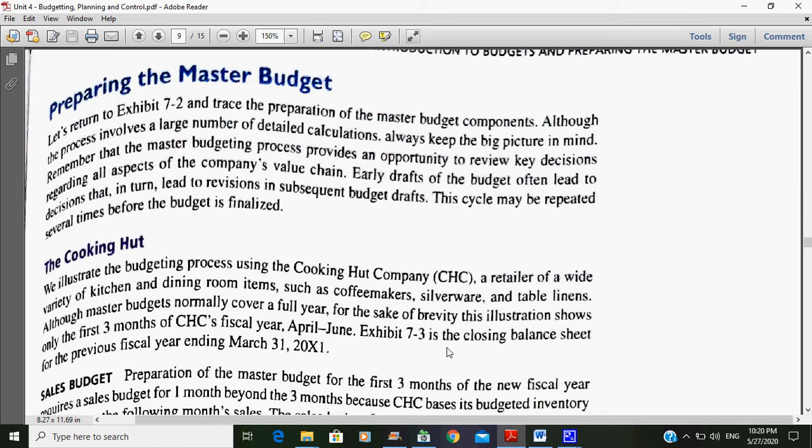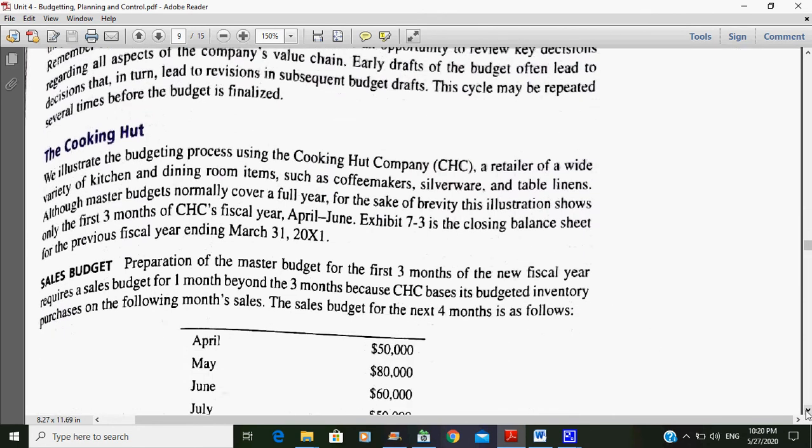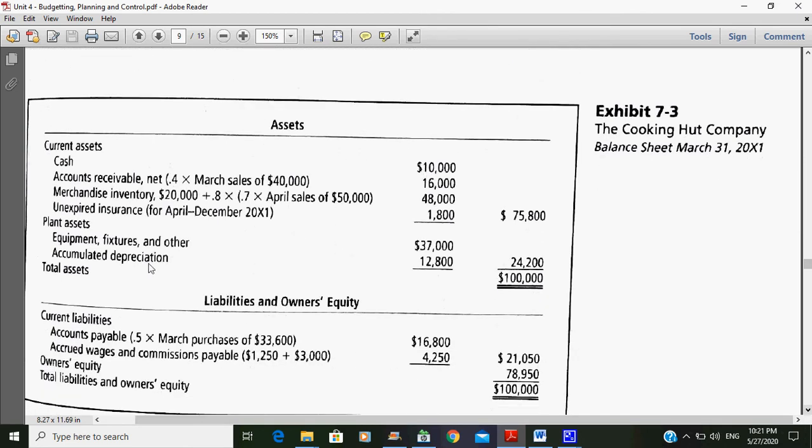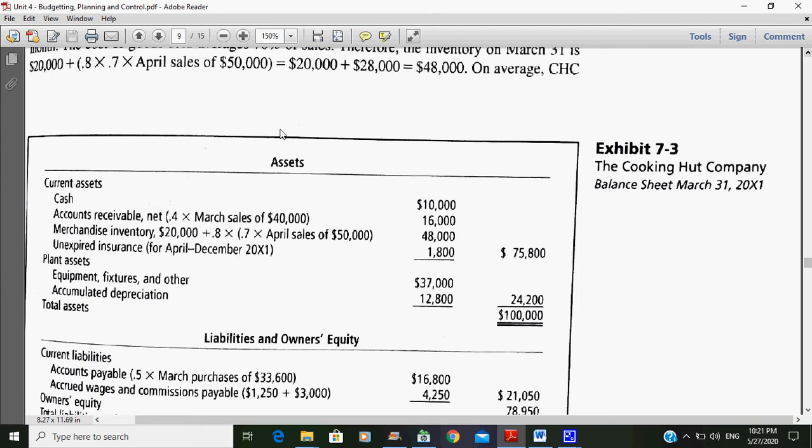Exhibit 7.3 is the closing balance sheet for the previous fiscal year ending March 31, 2001. Let us go down to Exhibit 7.3 first before we do anything else. Alright, so look at this now. Accounts receivable. You see those. Pause the video, write this down for me, please. You will hear the explanation for these different areas as we go along. Alright, pause the video, write this down. So this now, as I said before, is the closing balance sheet for the previous fiscal year ending March 31, 2001. Alright. Now, right here, 0.4 times March sales is really 40% of sales for March, 16,000, and so forth. Alright.